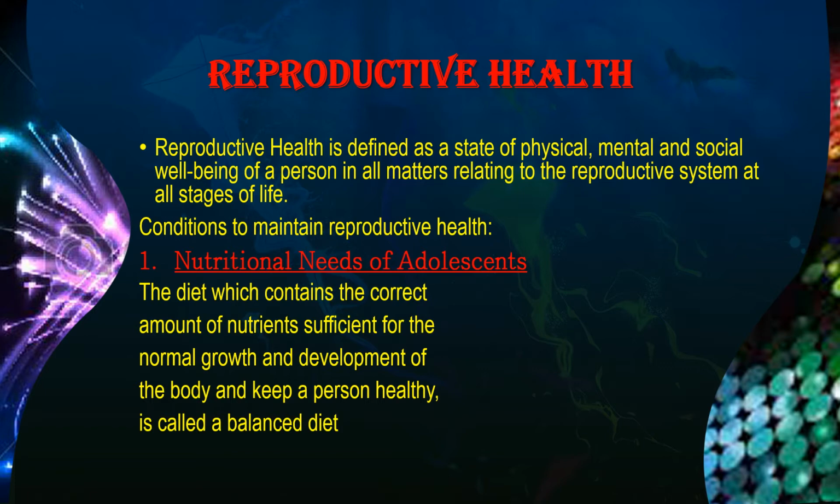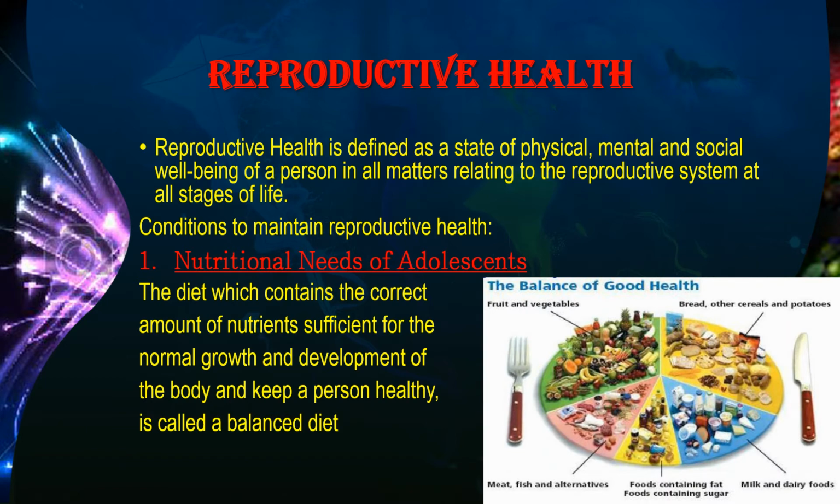First one, nutritional needs of adolescents. Adolescents have to take a balanced diet, a diet which contains all the nutrients in the right amount. Here you can see the picture of a balanced diet. So a diet which contains the correct amount of nutrients. Nutrients are carbohydrates, fats, proteins, vitamins, and minerals that should be sufficient for the normal growth and development of the body and keep a person healthy. So this is called a balanced diet.